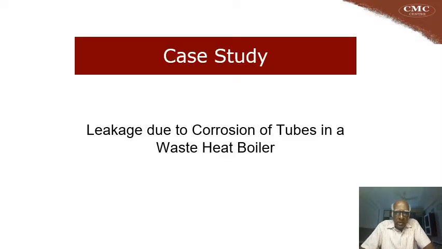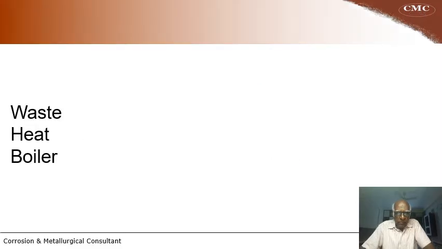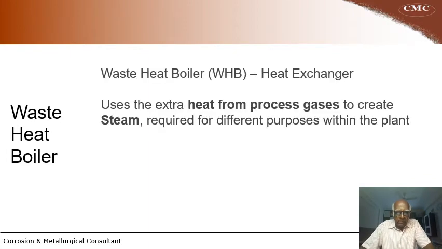Case study number 1 deals with the leakage due to corrosion of tubes in a waste heat boiler. Waste heat boilers are heat exchangers. They are used to extract heat from process gases to create steam, which is required for different purposes within the plant. So waste heat boiler is a very important process equipment in chemical process industries.